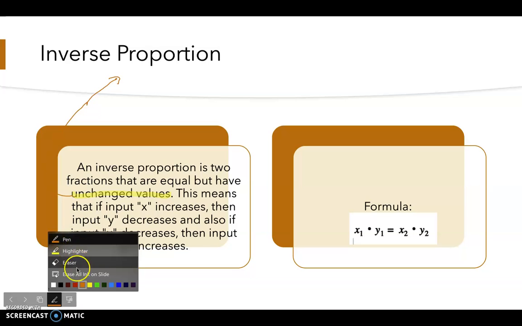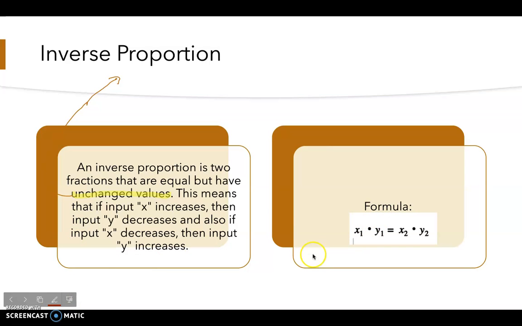This is different than the direct proportion, because when you're doing this type of problem, you need to see if x increases, does y decrease, or if x increases, does y also increase. You need to think about the values as well, and then you decide whether to use inverse proportion or direct proportion. Okay? Alrighty. So now let's talk about this formula. Again, the x1, y1, x2, and y2 correspond to what we talked about with direct proportion, but in a slightly different way.